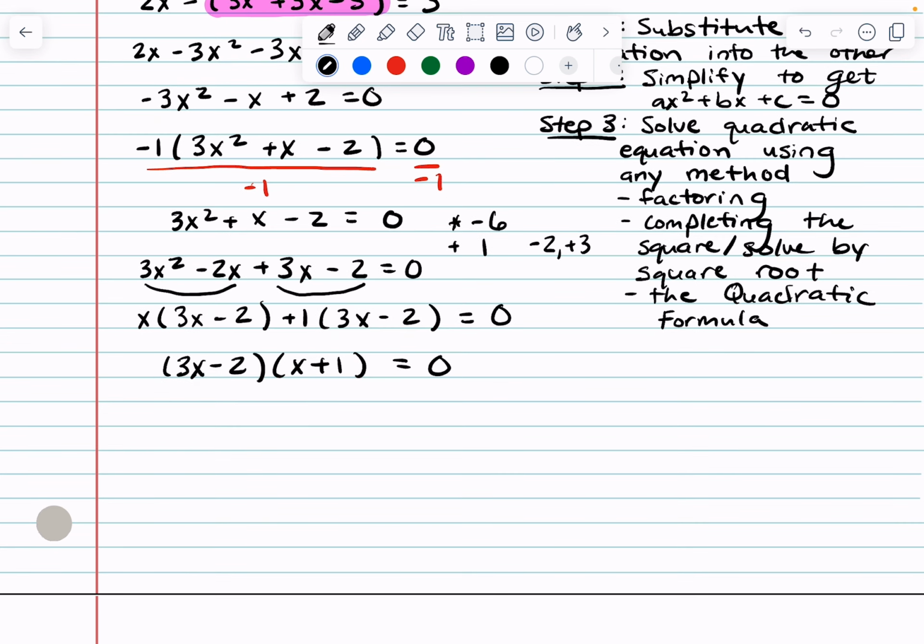So in order to solve for x, I know that since this equation equals 0, 3x minus 2 either has to equal 0 or x plus 1 has to equal 0. So my factors have to equal 0. In this first case, we get that x is 2/3. And in the second case here, we get that x is equal to -1.